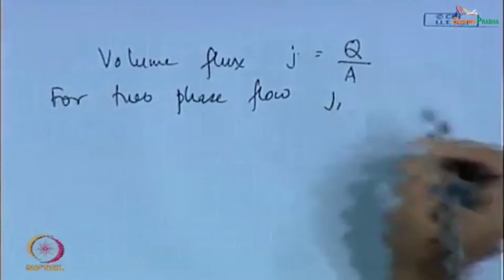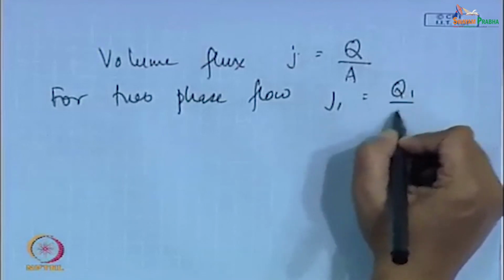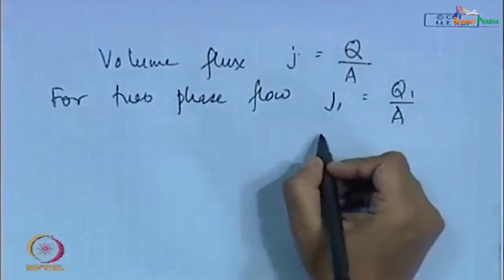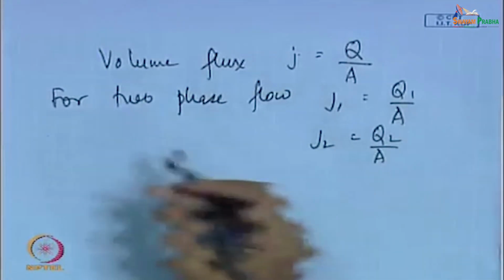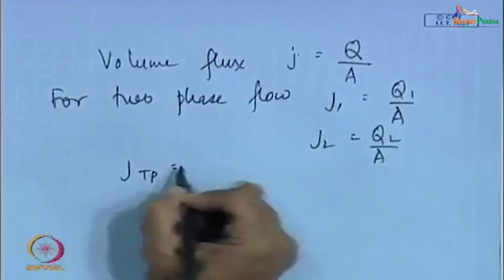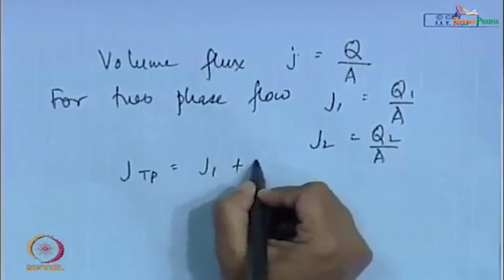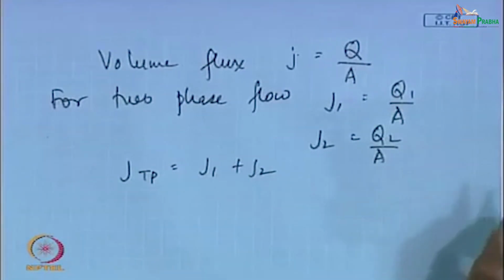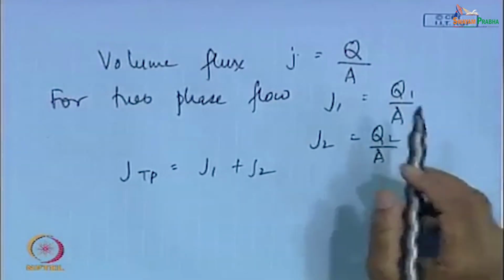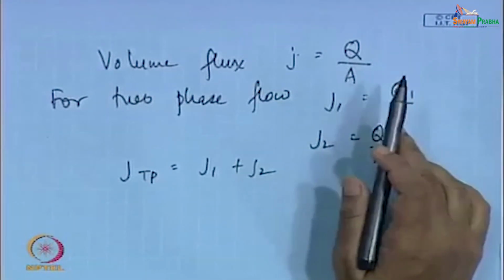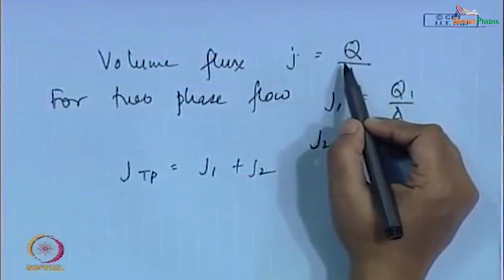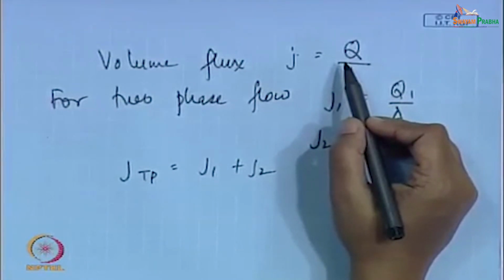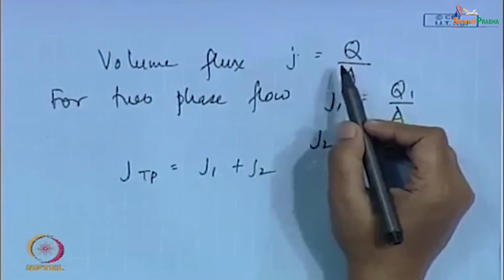We have J1, just like G1, this is equal to Q1 by A. We have J2, and we know the mixture volumetric flux is nothing but J1 plus J2. Agreed? Now, remember one thing: whenever I refer to these volume fluxes, I assume that the total volumetric flow rate does not change across the cross sectional area, isn't it?